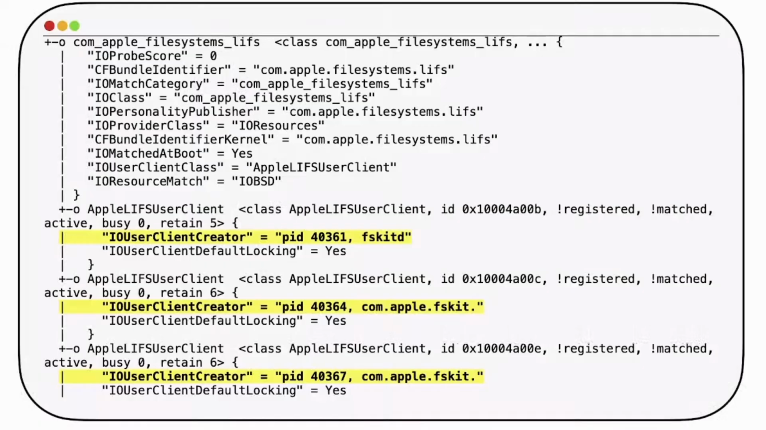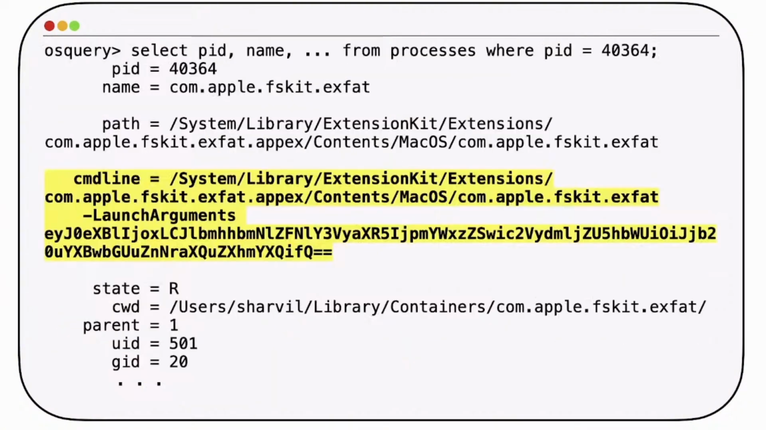So I'll use IORegistry to quickly skim what's going on and try to understand this a little bit better. Here we have 3 instances of the Apple LIFS user client classes. We have their PID and their process names. The first one here, PID 4361, is the FSKit daemon. The second and third one, their names seem interesting or truncated, so let's dive into that.